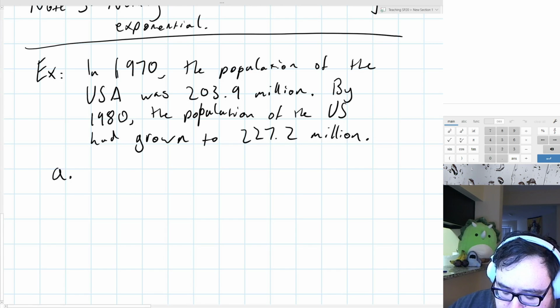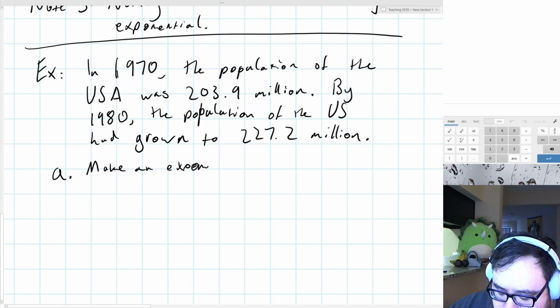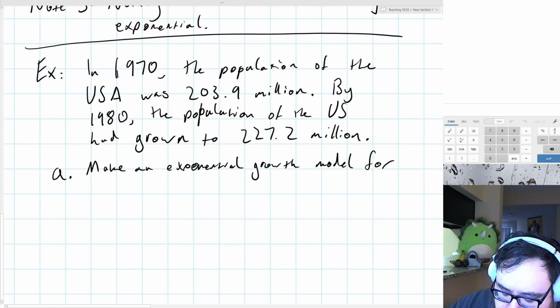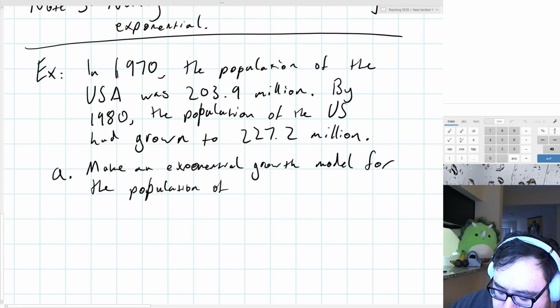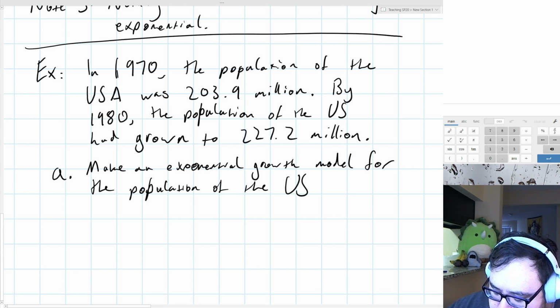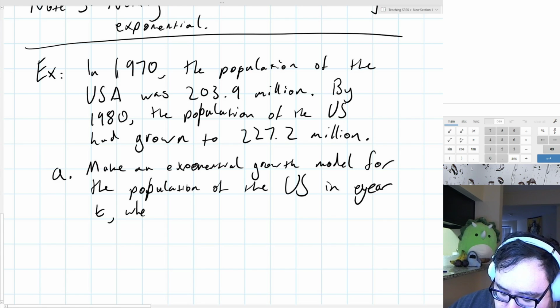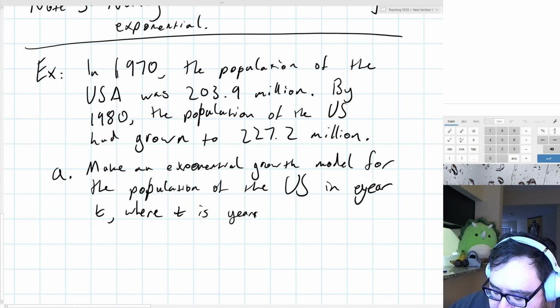Let's make a model. So make an exponential growth model for the population of the United States in year T, where T is years after 1970.